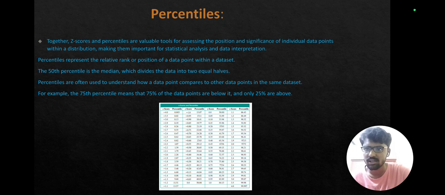Percentiles represent the relative rank or position of a data point within a data set. The 50th percentile is the median, which divides the data into two equal halves. Percentiles are often used to understand how a data point compares to other data points in the same data set. For example, the 75th percentile means that 75% of data points are below it and only 25% are above it.